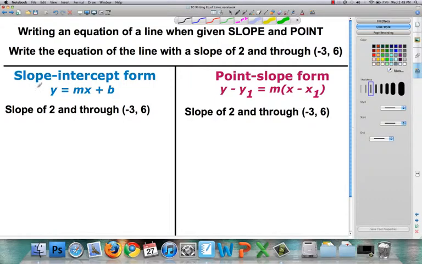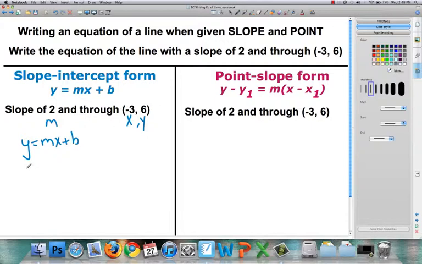So first we'll do slope-intercept form. So the slope is 2, that means our m is 2, and it goes to the point -3, 6. So we don't have our y-intercept. We don't have our b value. We need to get our b value. So we're just going to substitute in what we know. So we're going to use the equation y equals mx plus b and substitute in what we know.